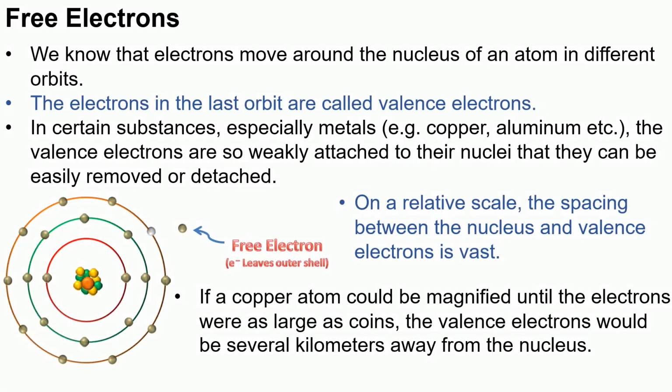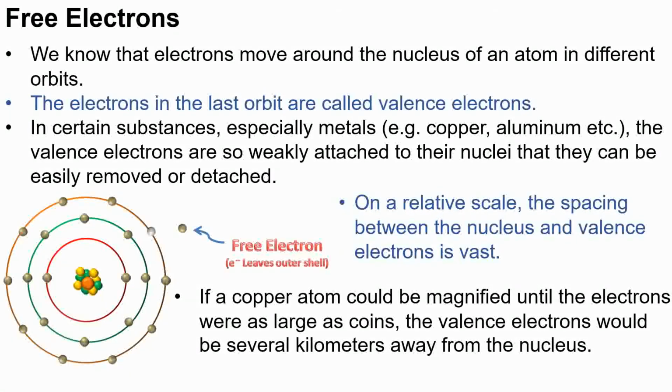Free electrons. We know that electrons move around the nucleus of an atom in different orbits. The electrons in the last orbit are called valence electrons. In certain substances, especially metals like copper, aluminium, the valence electrons are so weakly attached to their nuclei that they can be easily removed or detached.